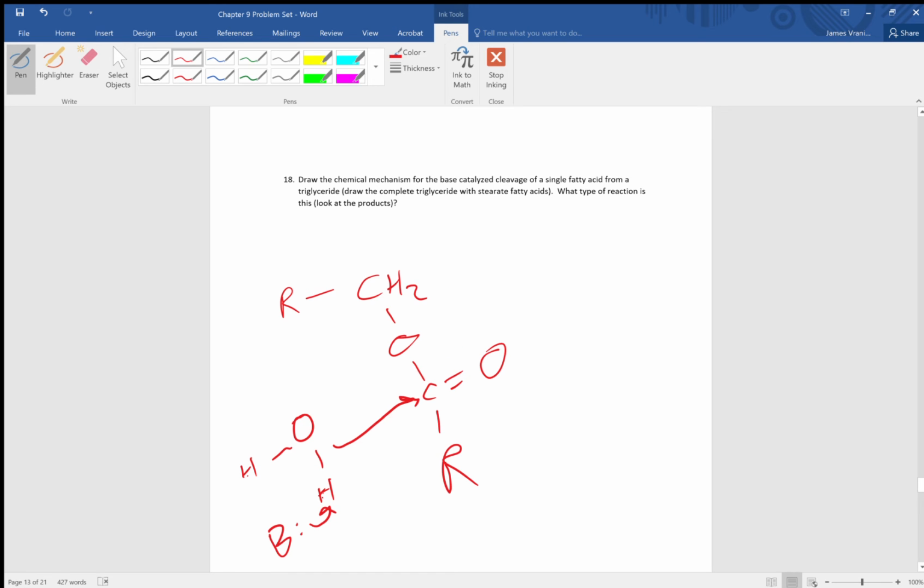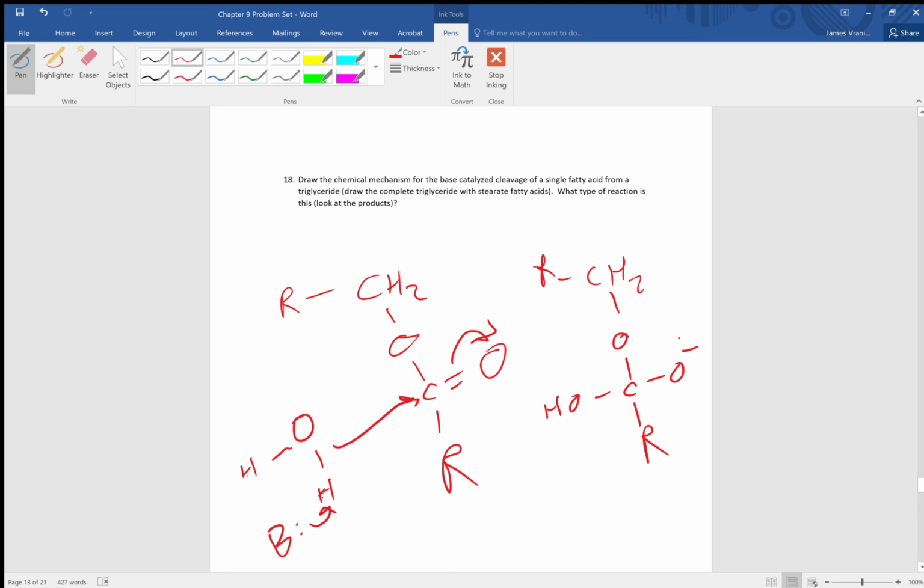And now we end up with 5 bonds to this carbon. We want to break the weakest one, which is going to be the pi bond of the double bond to the oxygen here. So we push the electrons up onto that oxygen. The state that we're at right now, let's draw this. It looks something like this. So we have this alkoxide intermediate, this tetrahedral intermediate.